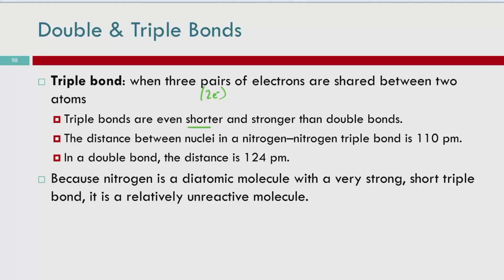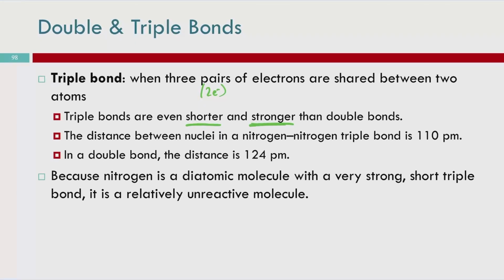Triple bonds are even shorter and stronger than double bonds, because now instead of 2 bonds, we've got 3 bonds. 3 is stronger than 2. And the distance is also shorter. So the distance in a nitrogen-nitrogen triple bond is 110 picometers. In a double bond, it's more like 124. The big takeaways here: more bonds is stronger than fewer bonds. It's also shorter than fewer bonds.